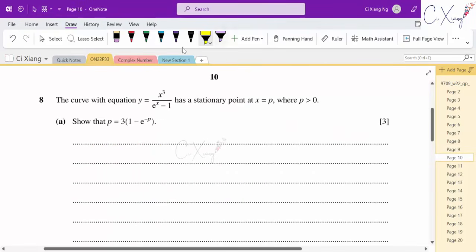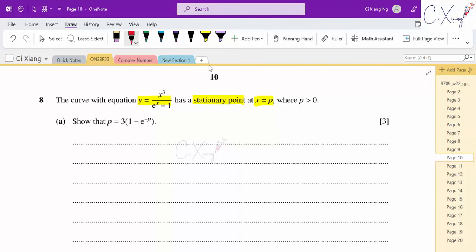Question number 8, we have a curve like this, and they tell us that it has a stationary point at x equals to p, where p should be greater than 0, and they want us to show that p equals to this one. The keyword here is the stationary point, and usually when you want to find the stationary point, we need to find dy/dx for the equation first, and after that we let it equal to 0 and solve from there.